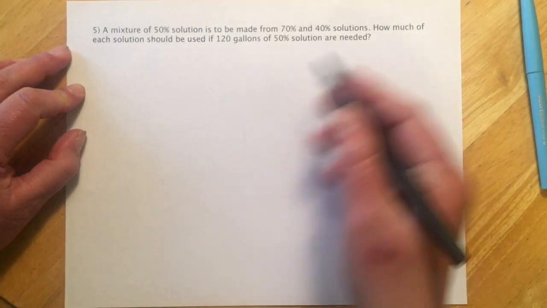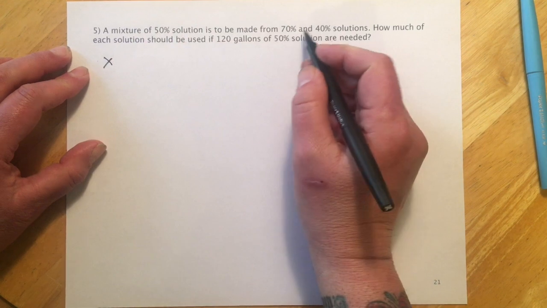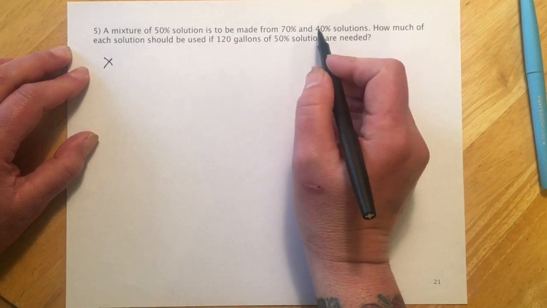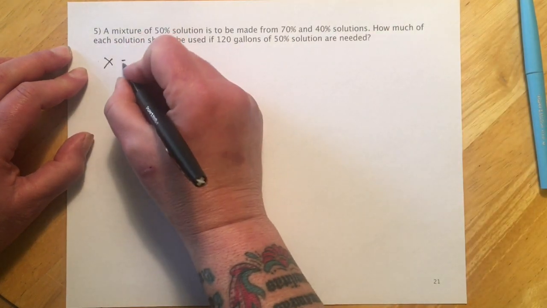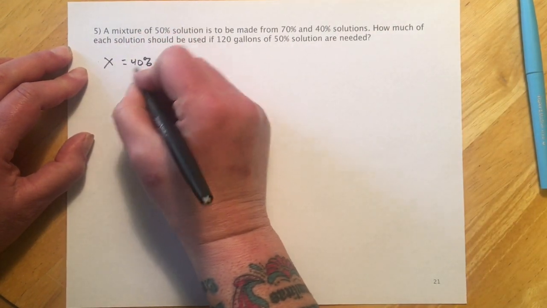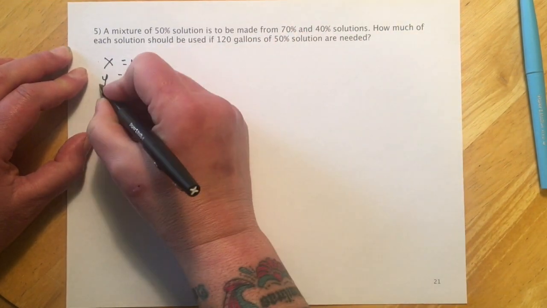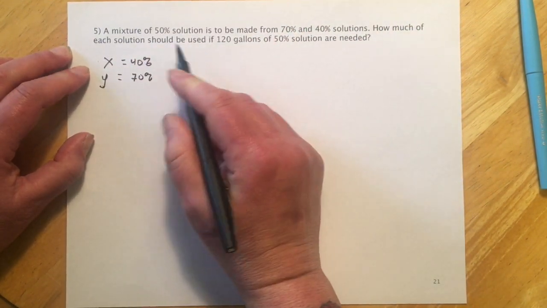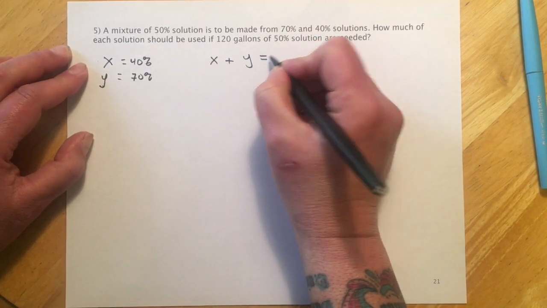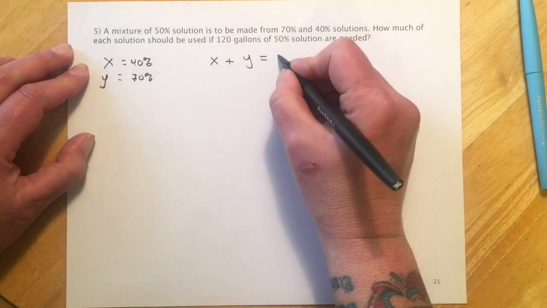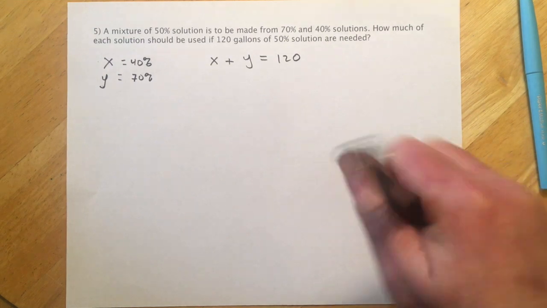So if that's what we're trying to get at, for our first equation, I did x as the 40% and y as the 70%, and it's totally arbitrary which letter you assign to which number. I'm going to use some amount of x plus some amount of y, and that's going to make 120 gallons. So that's just how much of each one should I pour in there.